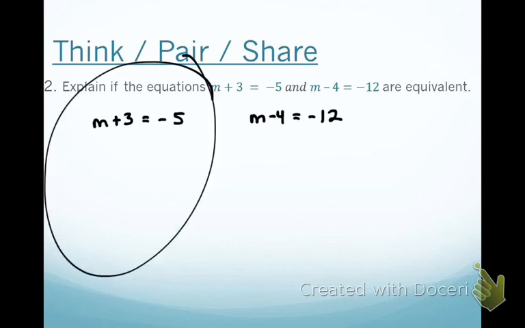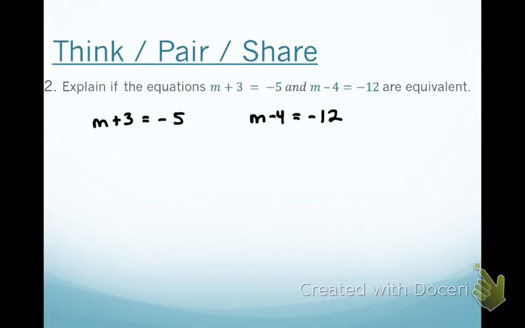Who would like to do this part for me over here? Kaylin, what should I do first? Identify the variable. Okay, what is the variable? M. What is not allowing M to be alone? Add by 3 is not letting it be alone, so we are going to subtract by 3. And what's the answer?